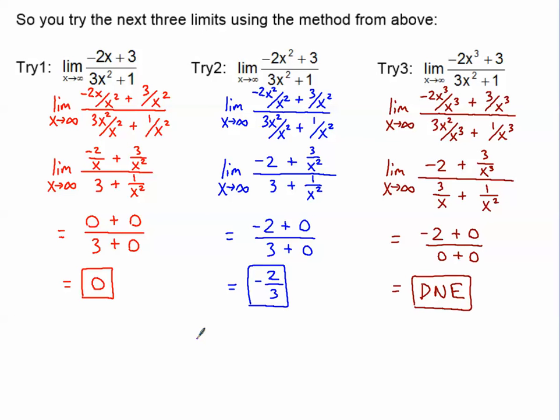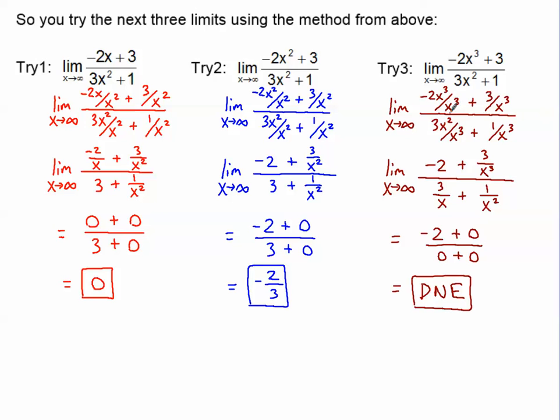All right, thanks for trying those three problems. Here is my work. For try 1, you should have gotten an answer of 0. For try 2, you should have gotten an answer of negative 2/3. And for try 3, your answer was does not exist. Feel free to pause the video and follow my work if for some reason you did not get these three answers. Let's look at try 3.